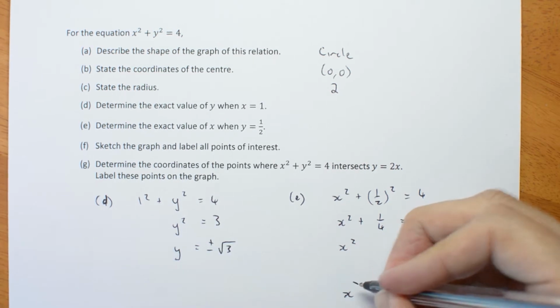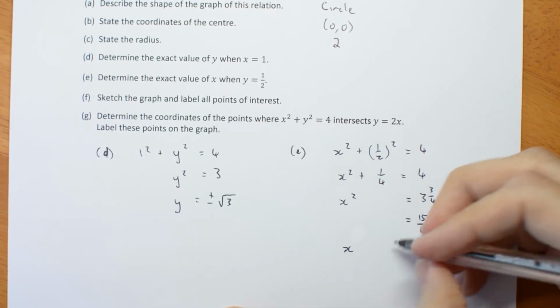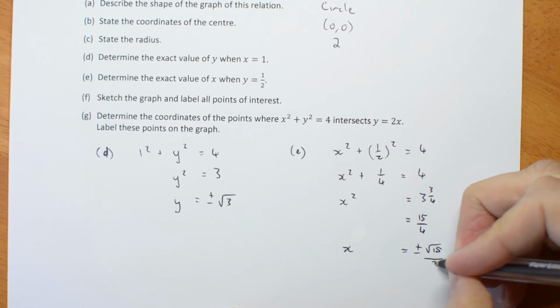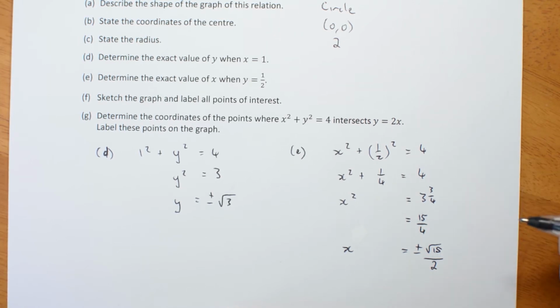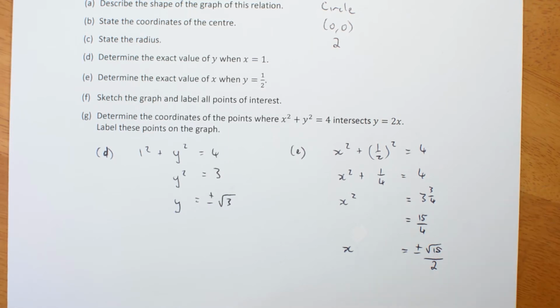And then x, whoops, not squared, x is plus or minus root 15 on 2, the square root of 4. Now 15 is 3 times 5. There's no square factors in there, so I can't simplify that surd anymore. So there's two possible values of x when y is a half.